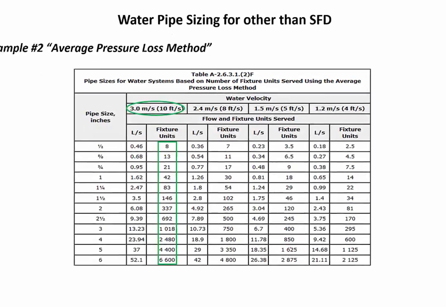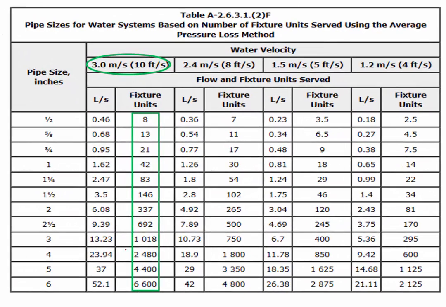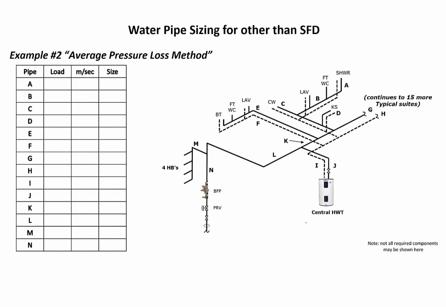On the table A26312F, we're going to be using the 3 meter per second column. So we use that for hot and cold, because with plastics, typically the velocities will be the same for different temperatures. And then we can start calculating some of the loads for this system and all the distribution piping. So bathtubs, we said were 1.4 each, hot and cold. The flush tank was 2.2, lav 0.7, clothes washer 1.4.